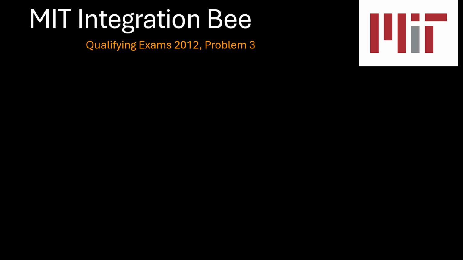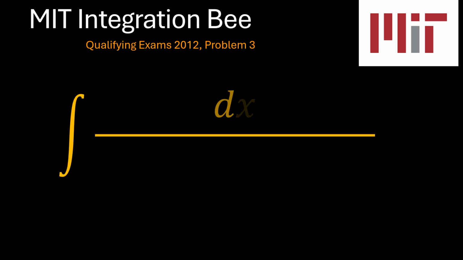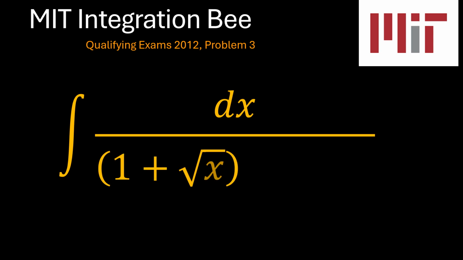The problem is problem 3 of the MIT integration B qualifying exam 2012. That is the indefinite integral of 1 over (1 plus the square root of x), times the square root of x minus x squared. So let's jump quickly into it and see how we could solve this.